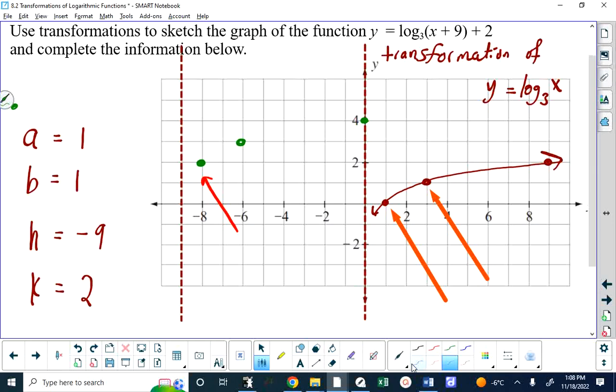Look, I'm just giving you some strategies here. You have a number of different tools at your disposal. You have to translate those 9 to the right and 2 up. So we are going to get a graph that looks something like this. That's what it looks like.